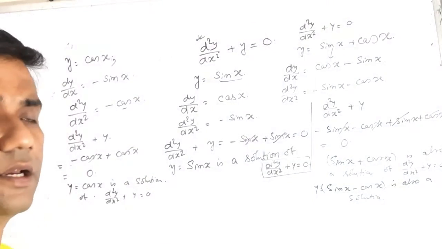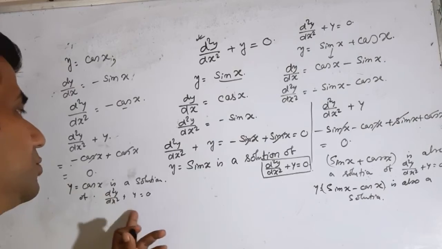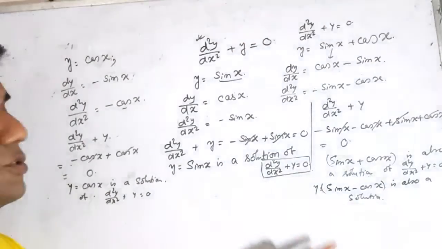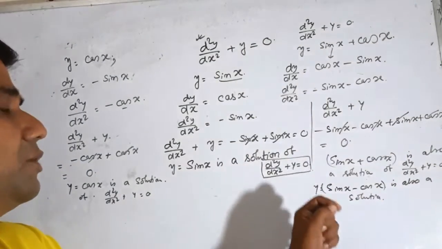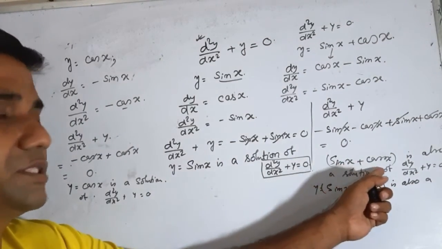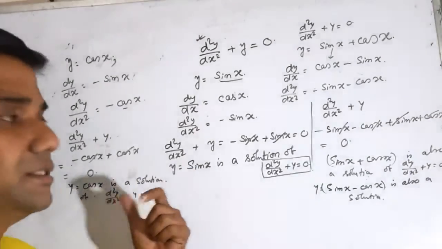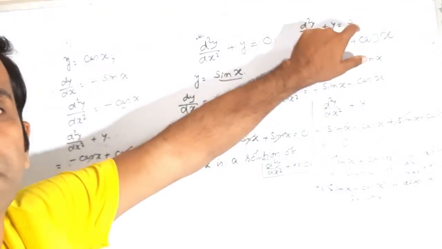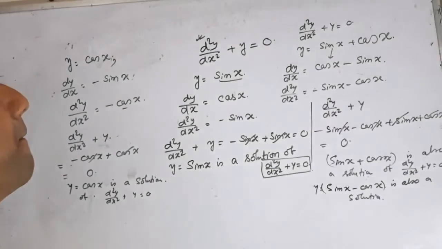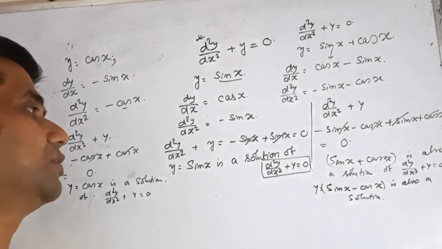So from this we say that y is equal to cos x is a solution, y is equal to sin x is a solution, and y is equal to sin x plus cos x is also a solution. So from here we say that sin x plus cos x is a more general solution than sin x and cos x. Then we say that sin x plus cos x is the general solution of d2y/dx2 plus y is equal to 0.